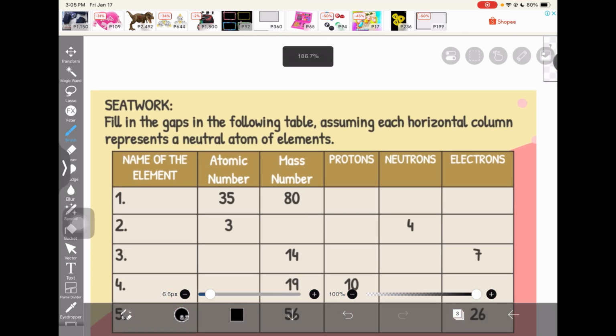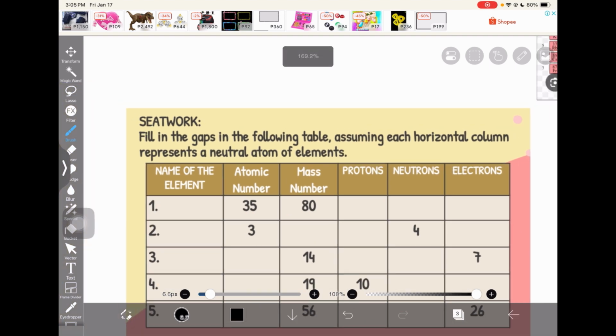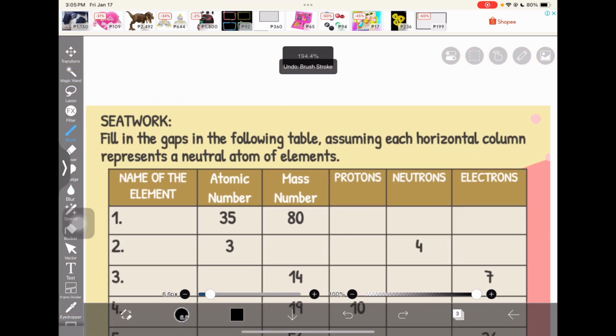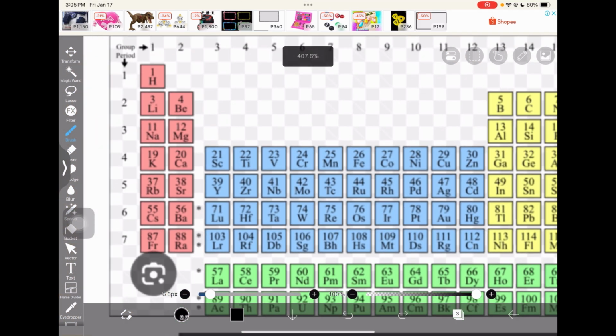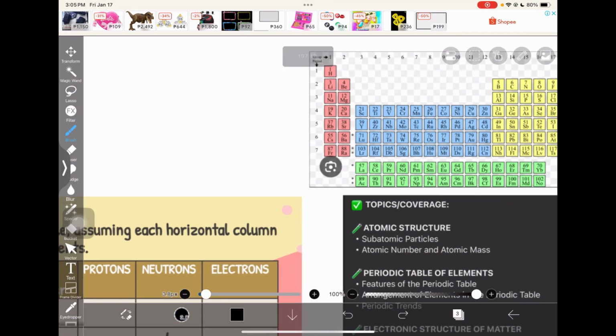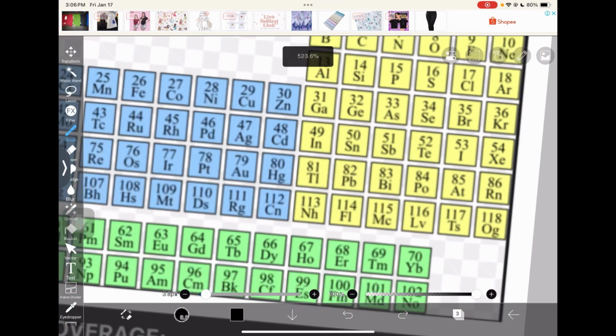So first and foremost, in number 1, we only have the atomic number and mass number. Let's start by naming the element based on its atomic number. The atomic number is going to be this number over here. As you could see, these are all abbreviated, but I'll tell you the names of them. We just need to take a look at the number. In this case, it's 35. So 35 is Br, and that stands for bromine.